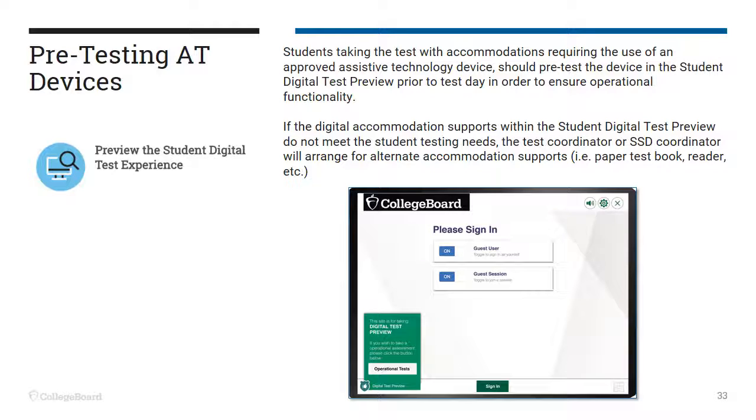Pre-testing AT devices. Assistive technology devices can be tested using the digital test preview through a secure browser as a method of determining if a device works with the assessment. In addition, schools and districts can use the digital test preview through a secure browser to evaluate devices to ensure their functions are consistent with those allowed by the College Board Services for Students with Disabilities. If the digital accommodation supports within the digital test preview do not meet the student testing needs, the test coordinator or SSD coordinator will arrange for alternate accommodation supports, such as paper textbook, reader, etc.